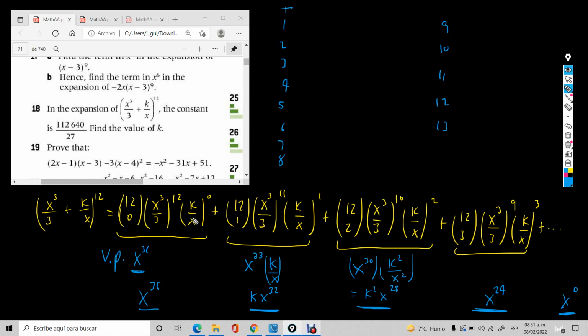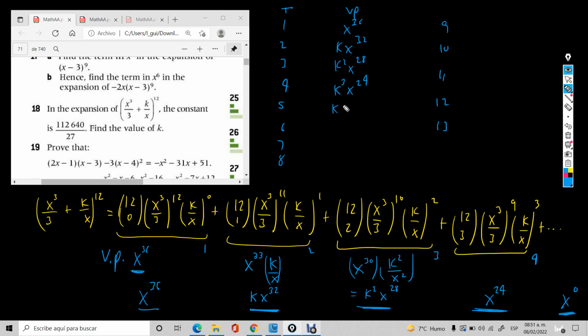This is the number of the term. This is the first term, this is the second term, the third term, the fourth term, and the variable part is x to the 36, then k times x to the 32, and then k squared times x to the 28, and then this one will be k cubed times x to the 24, and that's it, guys. Just keep going down, and observe the pattern, right? The exponent of x decreases by 4, and the exponent of k goes up by 1.